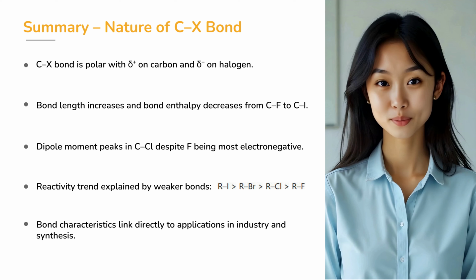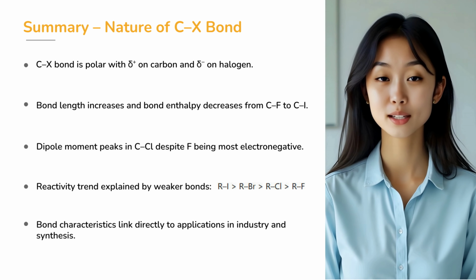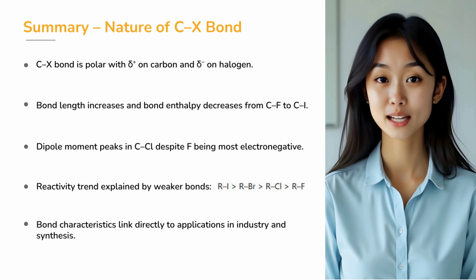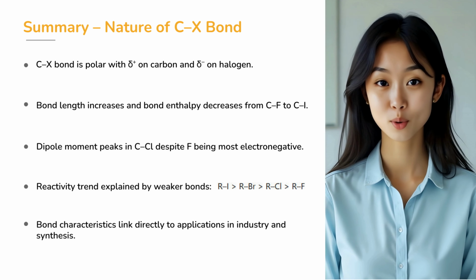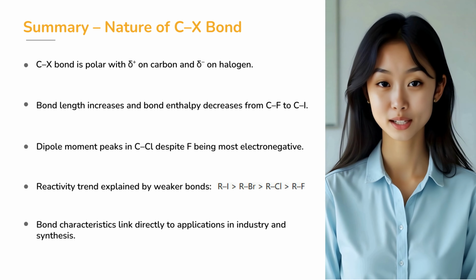breakdown. So, to sum up, the carbon-halogen bond is polar with delta plus on carbon and delta minus on the halogen. Bond length increases from carbon-fluorine to carbon-iodine, while bond enthalpy decreases in the same order. The dipole moment is highest for the carbon-chlorine bond, not carbon-fluorine.